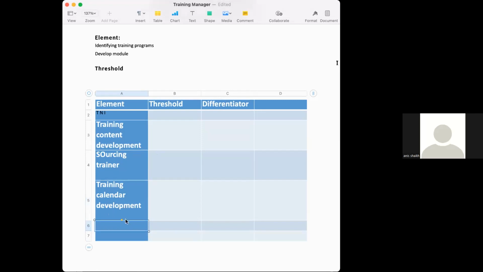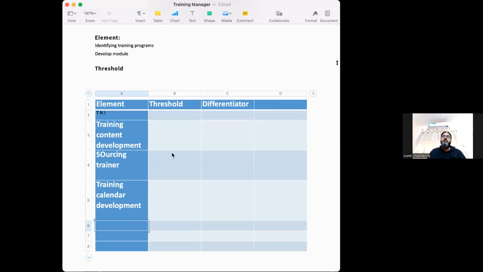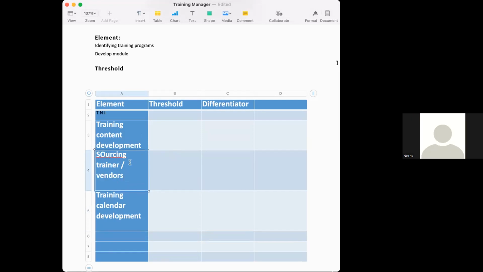Then collaboration. Can we say what word we have used there? Collaboration with vendors. I mean to say collaboration with vendor. So collaboration can be an element itself. It should be part of trainer sourcing. Can we put it here? Sourcing the trainer or reviewing vendors? No, vendor management we can say, or something else in a broader concept. Or we can say vendor development.